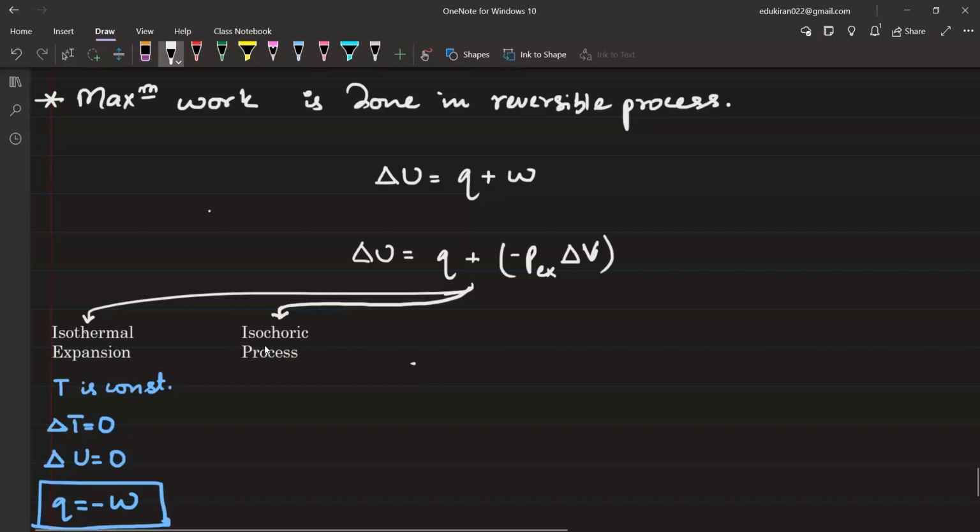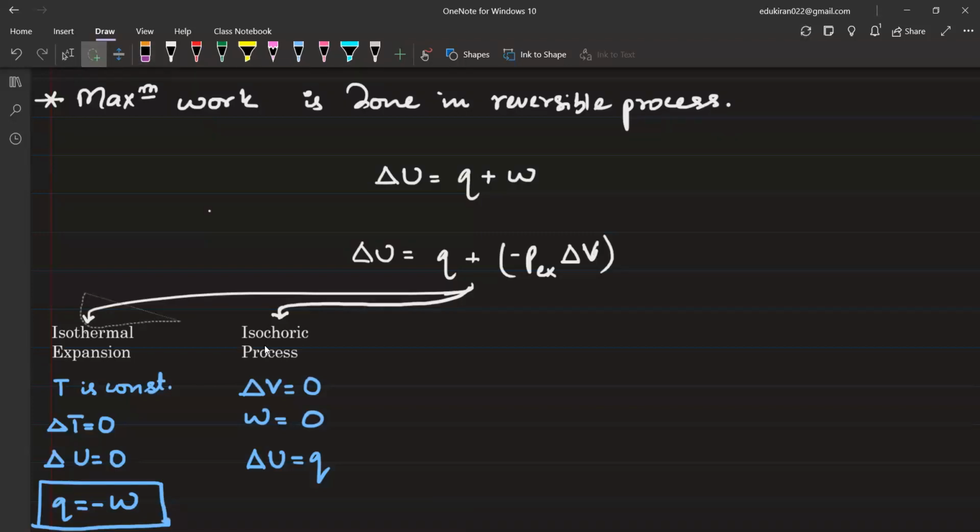Isochoric process. ठीक है. In isochoric process, what will happen? Volume change will be equal to zero. That means work done will be equal to zero, and whatever internal energy change will be there will be only due to the heat involved in the process. ठीक है. अब आपके पास बाकी दो केसेस आ जाएंगे.